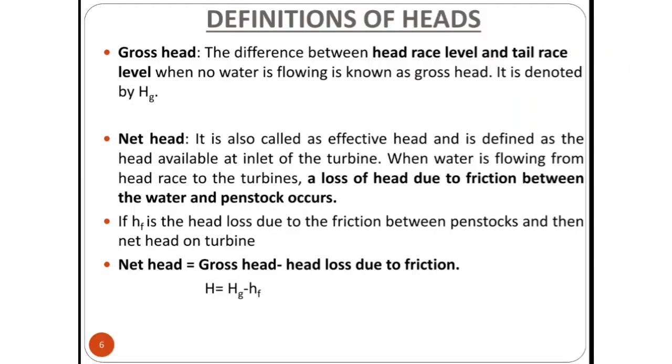So let us go with the heads and efficiency. First let us see what the different heads are. The first one is the gross head. Gross head is nothing but the difference between the head race level and the tail race level when no water is flowing. It is denoted by Hg.